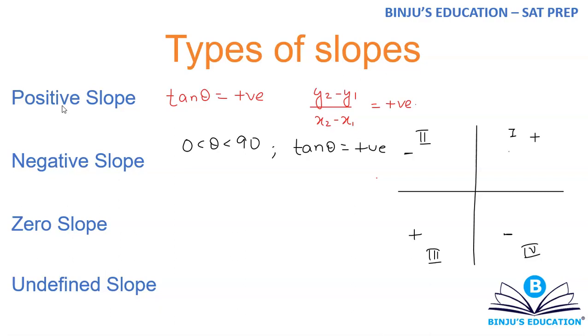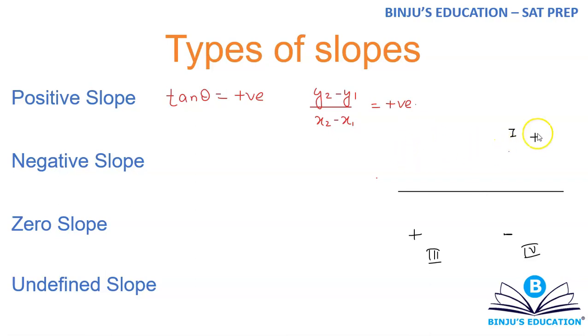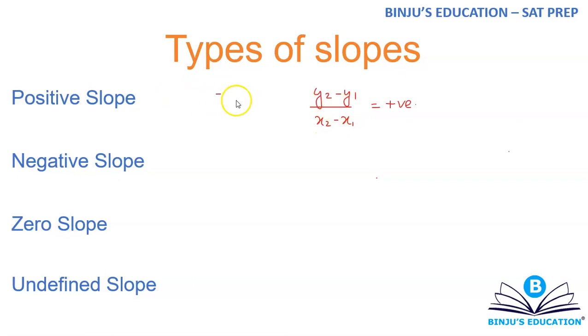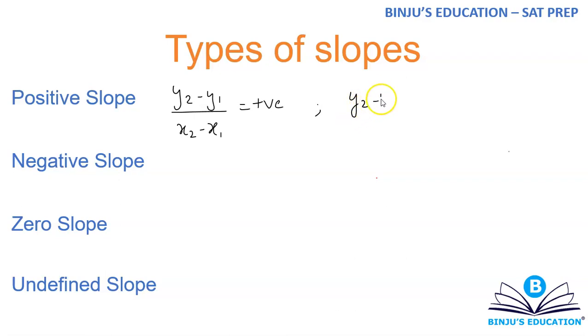Now let's understand this from the perspective of y2 minus y1 divided by x2 minus x1. I'm hoping that you have gone through my video on inequalities, because we'll be using a bit of that concept here. So if I want a positive slope, then y2 minus y1 divided by x2 minus x1 should be positive, or I can say that it should be greater than 0.